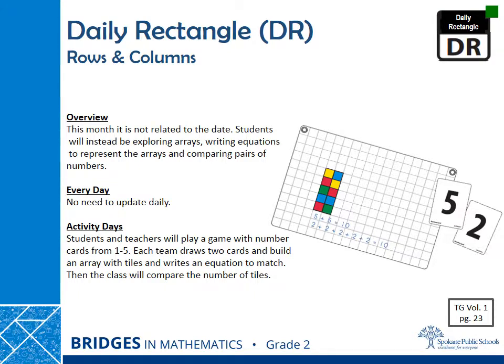November Daily Rectangle focuses on one activity to be carried out 3 times in the month, the rows and columns game. On activity days, students and teachers will play a game where they draw 2 number cards, build arrays with those dimensions, then write equations to match. At the end, players compare the number of tiles in each array, then roll a more or less die to determine the winner of the game.